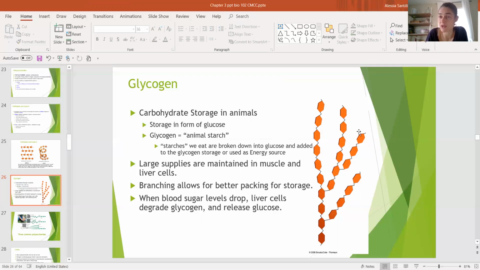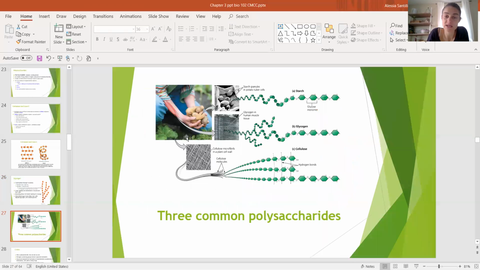So it's a very easy way of getting energy from that reservoir of energy. The branching also allows for better packing for storage. More glucose can fit. So when blood sugar levels drop, liver cells degrade a little bit of glycogen and release some glucose, and so we can actually have glucose. So these are the three common types of polysaccharides.